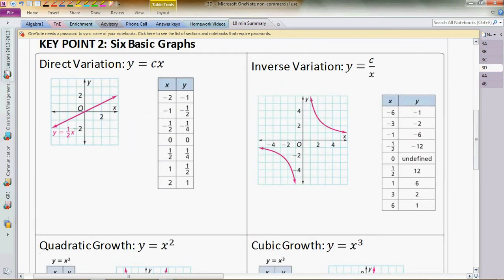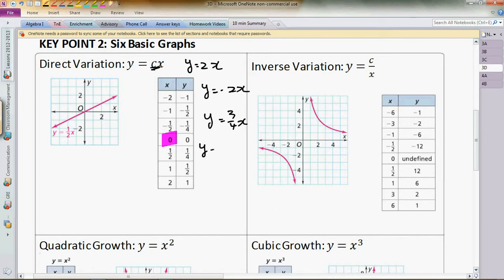Point 2, 6 basic graphs. So the direct variation is the first graph, and this is a very simple linear equation of the basic graph. You plot the points. When x is 0, y is 0, and this c could be any number, you know. So it could be y equals 2x, you've seen that before, or it could be a negative number, or it could be a fraction, for example 3 over 4 x, or even a square root if you want, like square root of 3 times x.